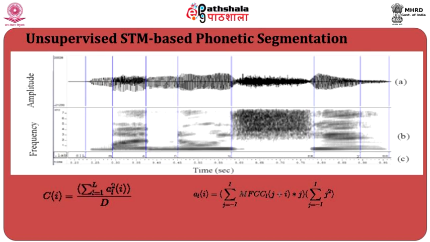As you can see in this formula, a_l(i) equals summation over j equals minus I to I of MFCC_l of j plus i multiplied by j, and then the whole divided by the summation over j equals minus I to I of j squared. Now here j represents the frame index and I represents the number of frames on each side of the current frame used to compute these regression coefficients. It is evident from this equation that STM inherently embeds the delta spectrum calculations.